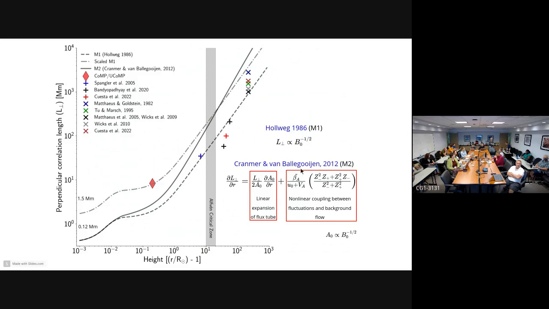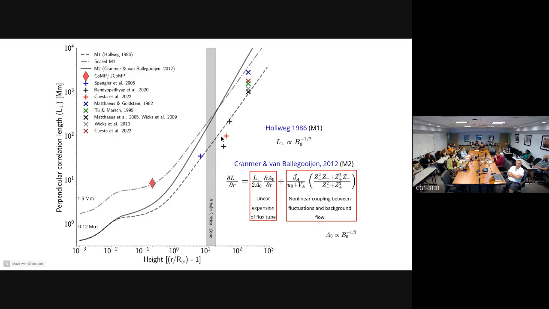Then Cranmer and van Ballegooijen in 2012 gave a revised model. They have the linear expansion flux tube, where A is the area corresponding to the magnetic field expansion. So they have the dependence on the flux tube expansion, but also the coupling from the fluctuations and from the flows. This second model, the solid line, gives a slightly improved fit, with higher values as we go up. And the values we actually got from CoMP are somewhere over here, which is way higher than what we can expect from the two models.